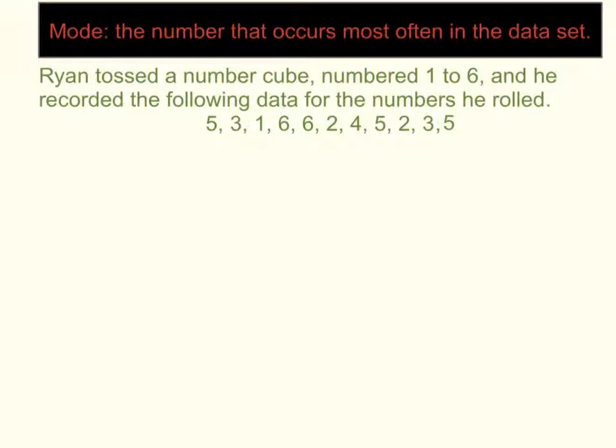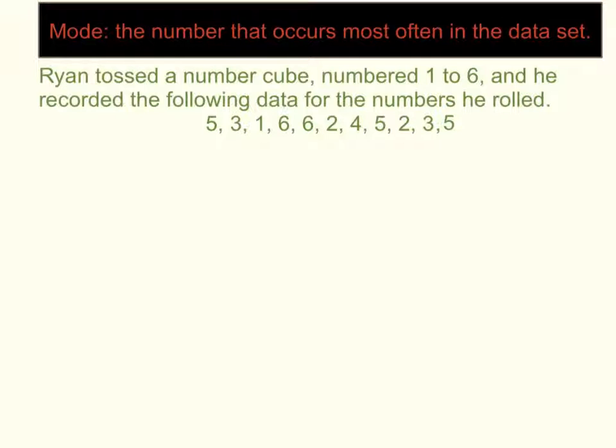The next central tendency we're going to talk about is mode. Mode is the number that occurs most often in the data set. So our example is, Ryan tossed a number cube numbered 1 to 6, and he recorded the following data for the numbers he rolled: 5, 3, 1, 6, 6, 2, 4, 5, 2, 3, 5.